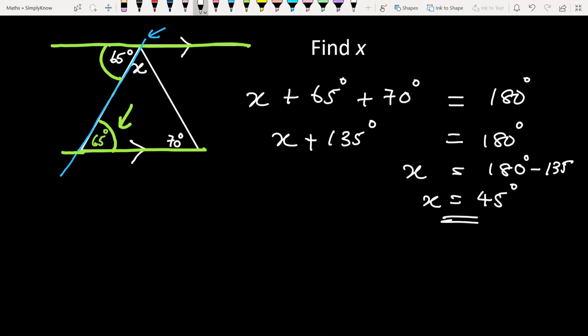Now you know the theorem related to interior angles of a triangle and how to apply this theorem to find missing angles of a triangle.